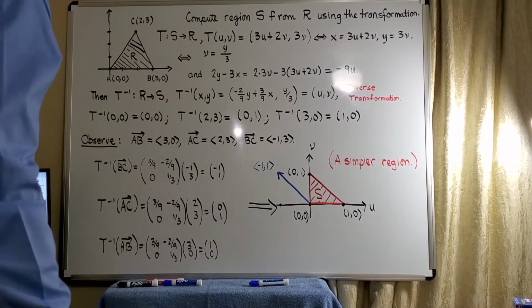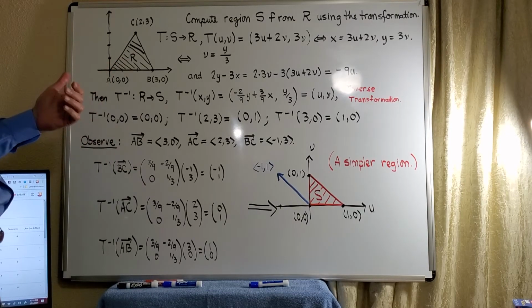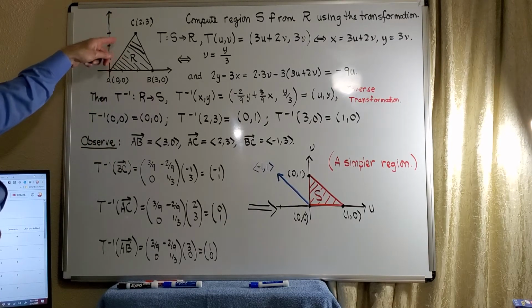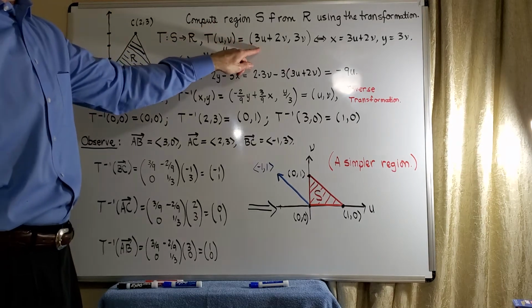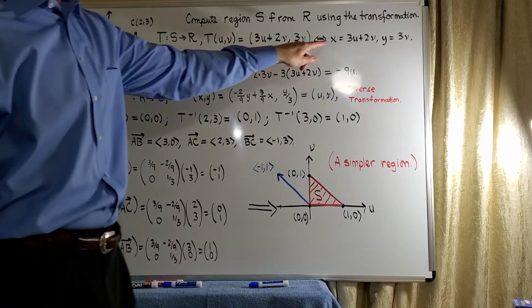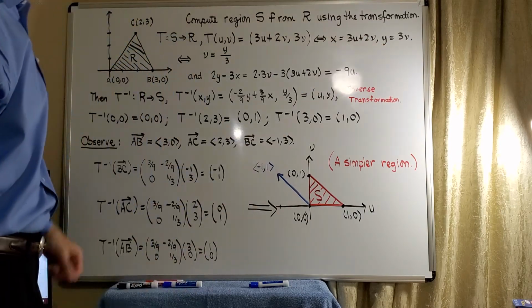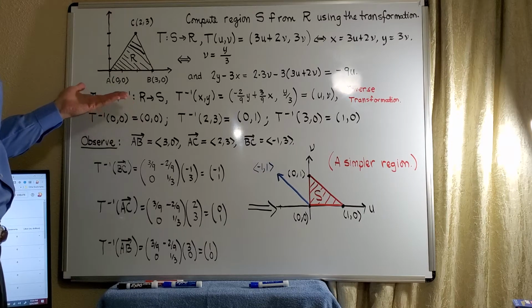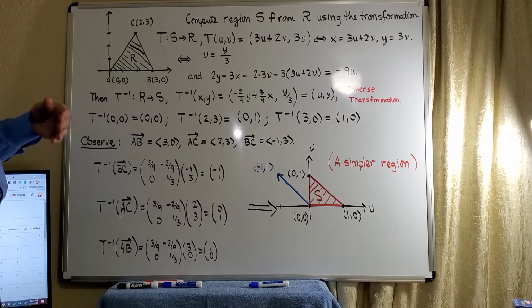Let's compute the region S from a region R. In this particular problem, we have the region R, which is represented by this triangle, and we have a transformation T, where x is equal to 3u plus 2v, and y is equal to 3v. So what we want to do is to see what the actual image is of R using this transformation.